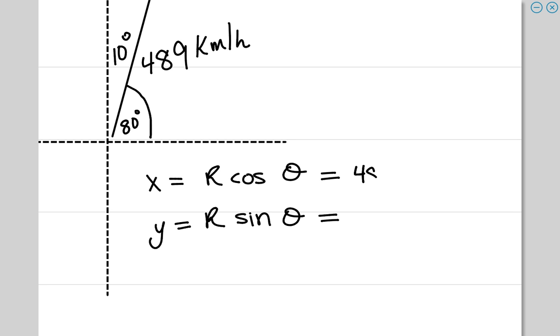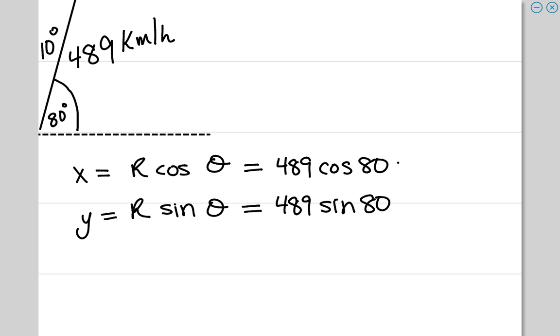Okay, so let's go. 489 is r, that's the hypotenuse. Remember, the velocity that they've given you here at an angle is the resultant. You're trying to break it down into the components. So 489 cos 80 and 489 sine 80. And what do we get there? 489 cos 80, 84.914.